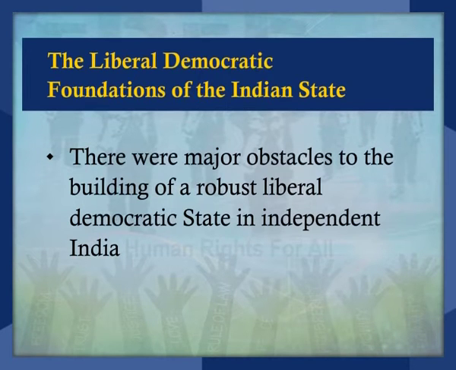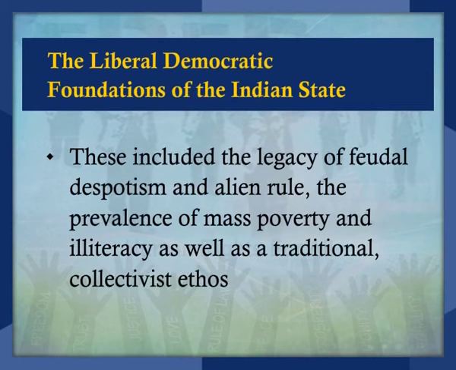Yet there were major obstacles to the building of a robust liberal democratic state in independent India. These included the legacy of feudal despotism and alien rule, the prevalence of mass poverty and illiteracy, as well as a traditional collectivist ethos. Fortunately, there were also some enabling factors to which we now turn.